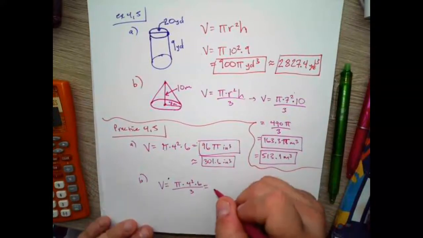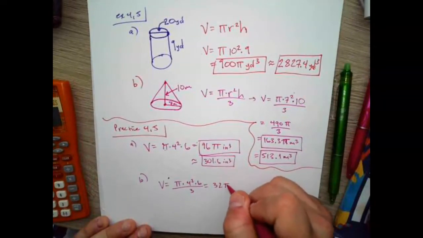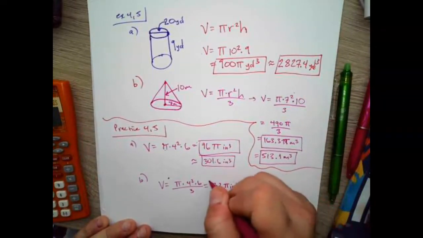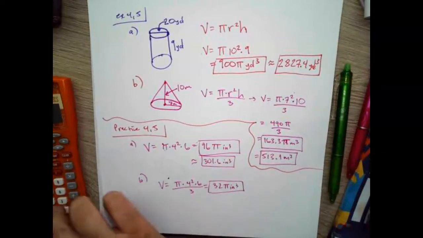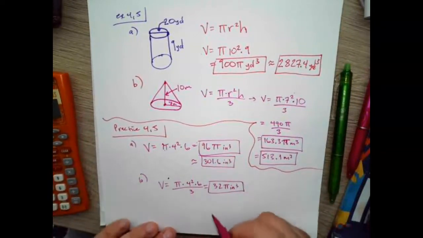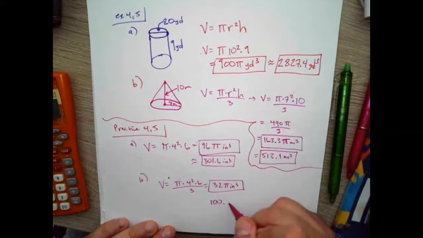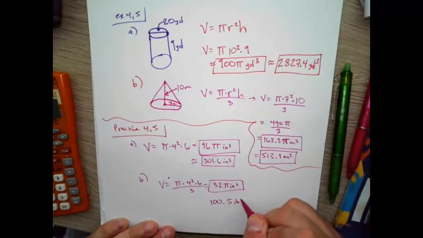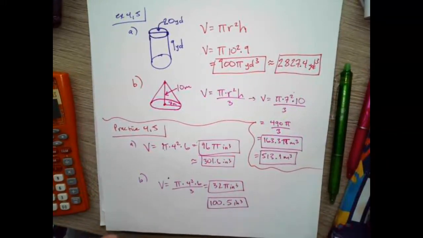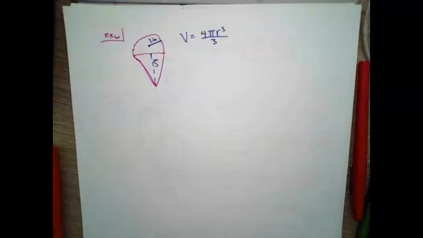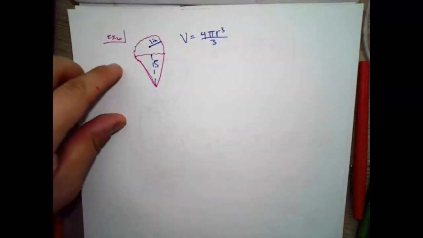So 96 divided by 3, that's going to be 32 pi. 32 pi cubic inches, and then 32 times pi is 100.5 cubic inches. So this problem in example 6 is giving this application of these formulas.